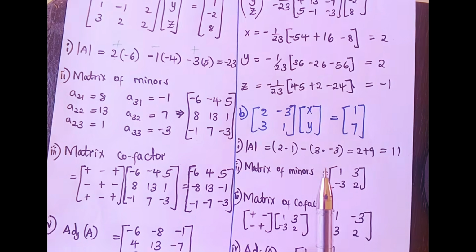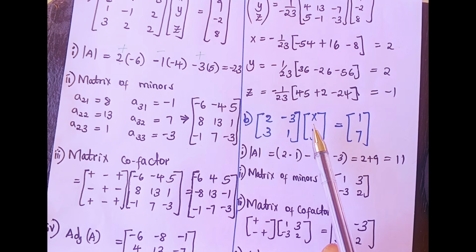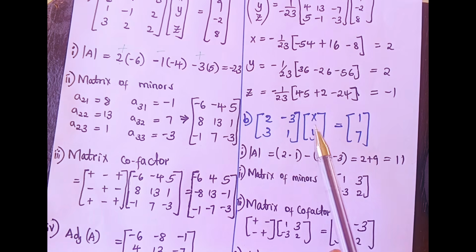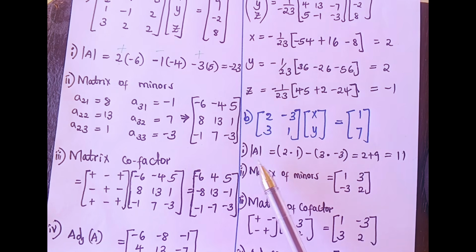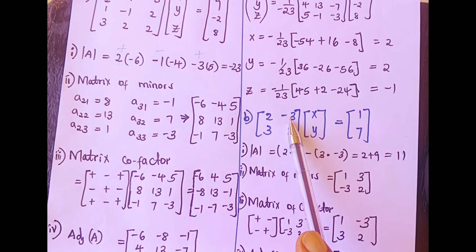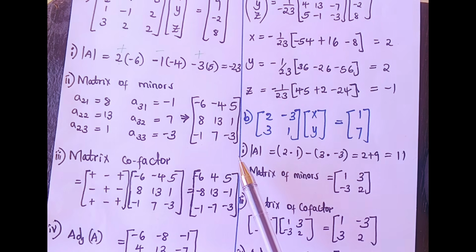So let's go on to how to find the value of x and y for a 2 by 2 matrix using the inverse method. First, we find the determinant. The determinant here is going to be 2 by 1, which is 2. We subtract 3 by negative 3, which is negative 9. So it's going to be 2 plus 9, which is 11.